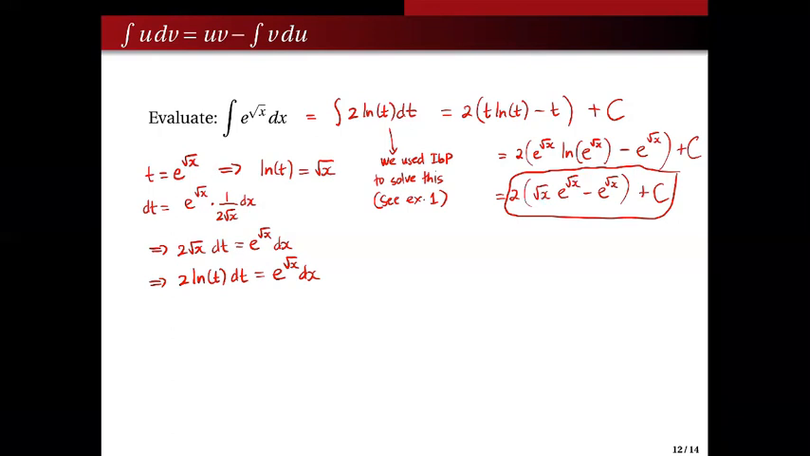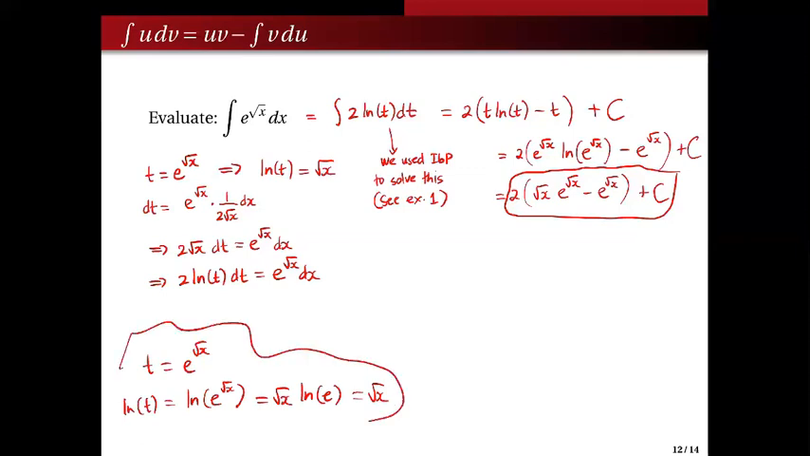So the property, for example, let's just write that. t equals e to the square root of x, you get ln of t. This is equal to ln of e to the square root of x. And by your laws of logarithms, this is square root of x times ln of e. Ln of e is 1. So you have here square root of x. Okay, thank you. You're welcome.